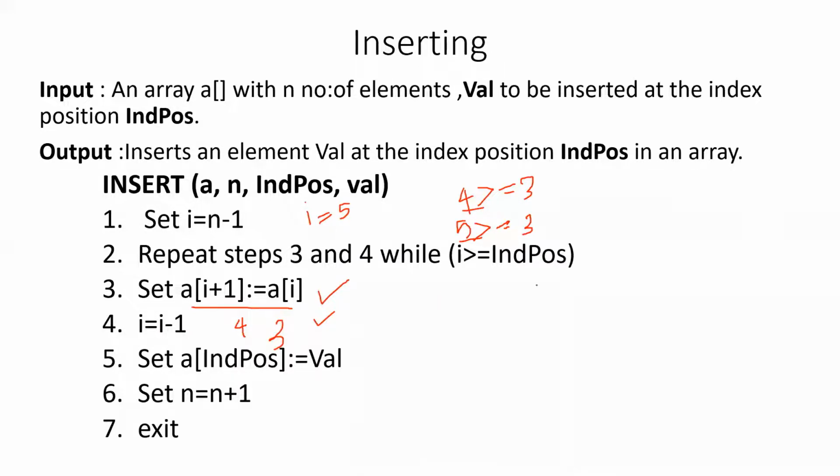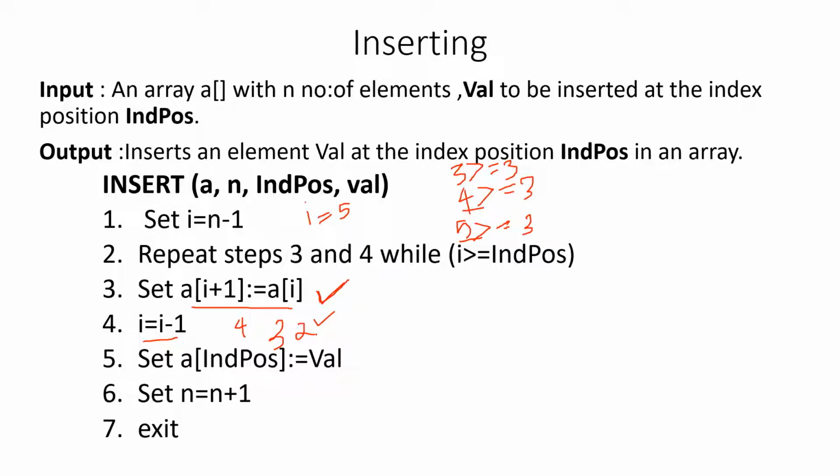Got it? Again, it will go and check whether this condition is satisfied, whether 3 is greater than or equal to 3. You know that 3 is not greater than 3, but 3 is equal to 3. So when it is equal to 3 also, we have to execute this line, right? And then it will come to this line where I is decremented by 1. Current value of I is 3. It will be decremented to 2. So now what will happen?